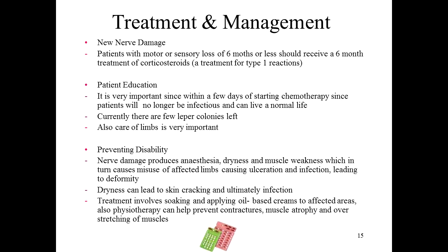growth. So in order to prevent disabilities, nerve damage produces anesthesia, dryness, and muscle weakness, in which it can cause misuse of affected limbs, causing ulceration and infection, leading to deformity. Dryness can lead to skin cracking and ultimately infection. Treatment involves soaking and applying oil-based cream to affected areas. Also, physiotherapy can help prevent contractures, muscle atrophy, and overstretching of muscles.